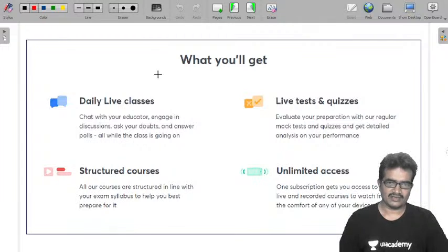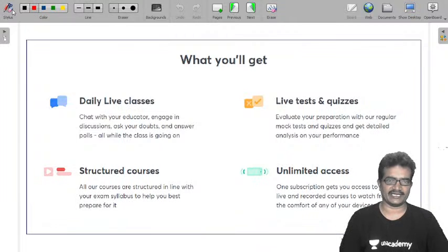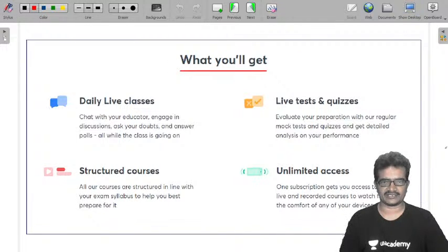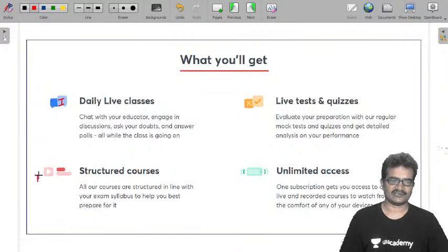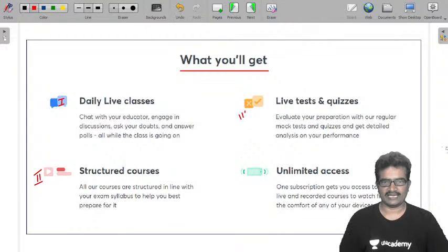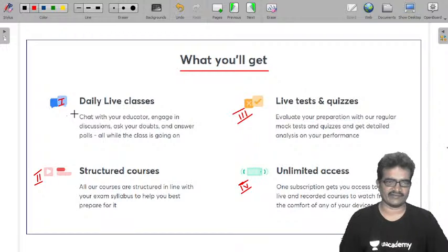Now, this is a very important thing: what you are going to get by joining Unacademy. First one is daily live classes. Second one is structured courses. Third one is live tests and quizzes. And the last one is unlimited access. These are the things you are going to get by joining Unacademy. Now we check what each and every one is.